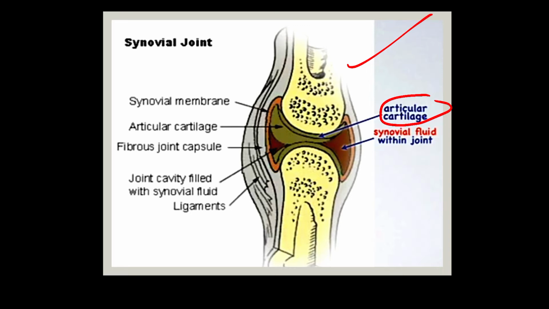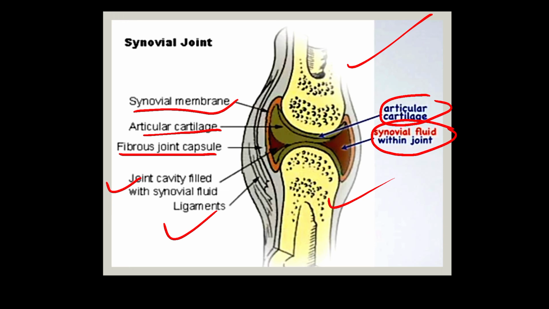So next point, we can see here that articular cartilage is present here. This is the end of the long bone, this is the synovial fluid within the joint, this is the synovial membrane, this is the articular cartilage, this is the fibrous joint capsule, then the joint cavity filled with synovial fluid, which is providing nutrition, as we know, and then ligaments are there, joining bone to bone.